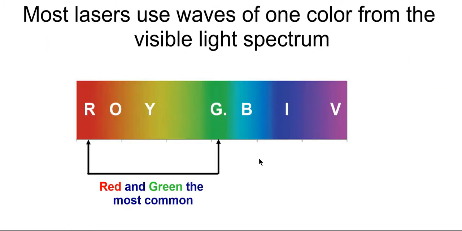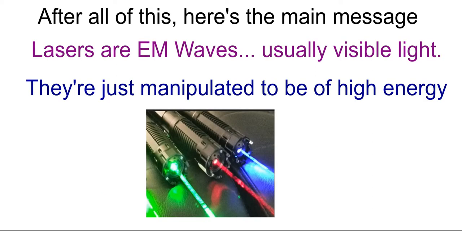Now, almost all lasers use one of the colors from the visible spectrum. Remember Roy G. Biv? Red, orange, yellow, green, blue, indigo, violet. Most lasers use one of these colors. Red and green happen to be the most common, although I've seen blue as well. Now, it's funny, after all this, really the most important message here, and especially for the MCAS, is this: lasers are electromagnetic waves, usually visible light. They're just manipulated to be of high energy. A couple things are done to them. But they're still EM waves, aren't they? They're probably light waves, visible light.